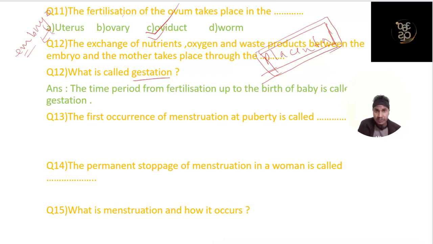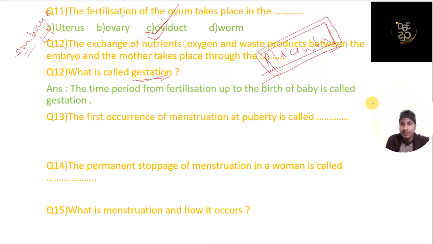Okay, so the next problem is, what is called gestation? गेस्टेशन क्या होता है? The time period from fertilization up to the birth of the baby is called what? Gestation. यानी प्रेग्नेंट होने के बाद बेबी जन्म होने से पहले जो स्टेज होता है, जो टाइम पीरियड होता है, उसको क्या कहते हैं? गेस्टेशन. फर्टिलाइजेशन होने के बाद बेबी जन्म लेने से पहले जितना टाइम होता है उसको कहते हैं gestation.